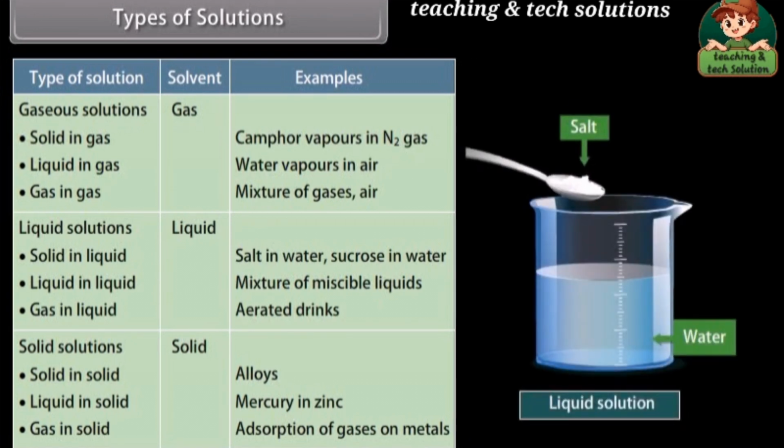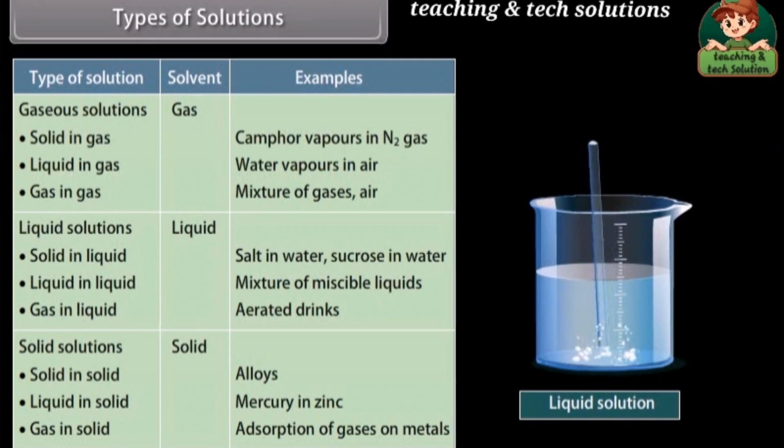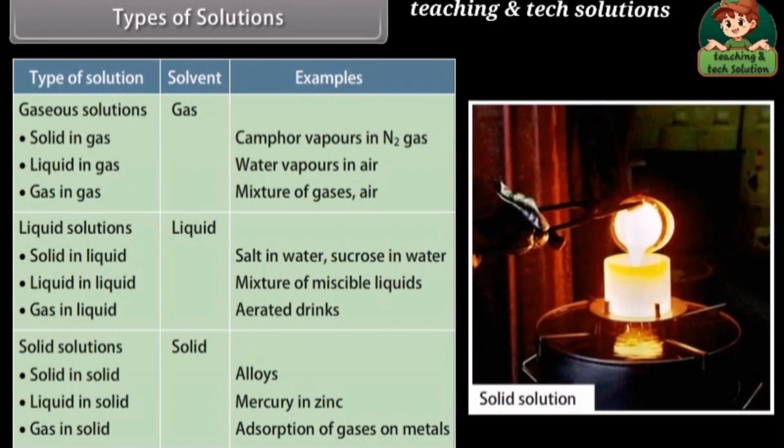In liquid solutions, liquid is the solvent. They are categorized as follows: solid in liquid, for example, salt in water or sucrose in water; liquid in liquid, for example, mixture of miscible liquids; gas in liquid, for example, aerated drinks. In solid solutions, solid is the solvent. They are categorized as follows: solid in solid, for example, alloys; liquid in solid, for example, mercury in zinc; gas in solid, for example, adsorption of gases on metals.